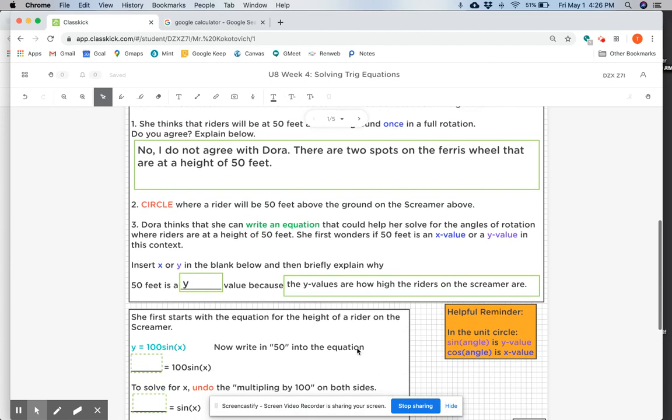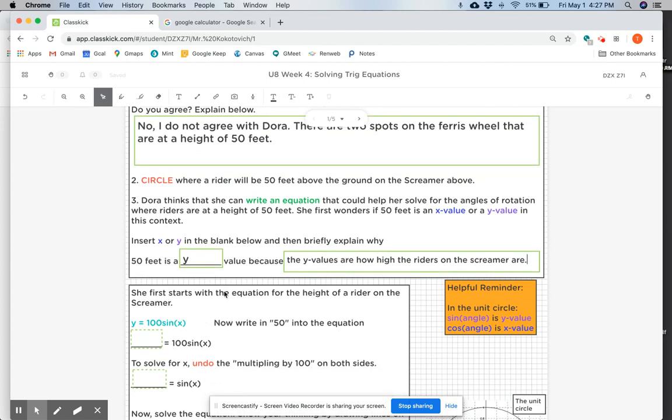Okay. Cool beans. She first starts with the equation for the height of a rider on the Screamer. So it first starts with y is equal to 100 sine of x. Now we're being asked to write in 50 into the equation. Okay, well, it's a y value, so I'll replace this y with this 50. All right. Now we want to solve for x.